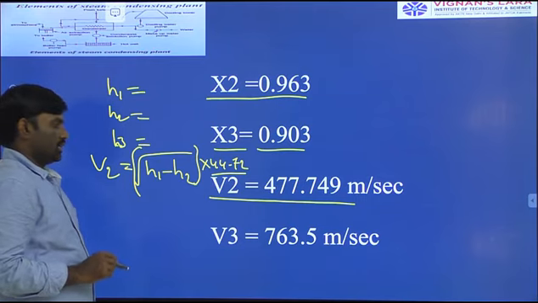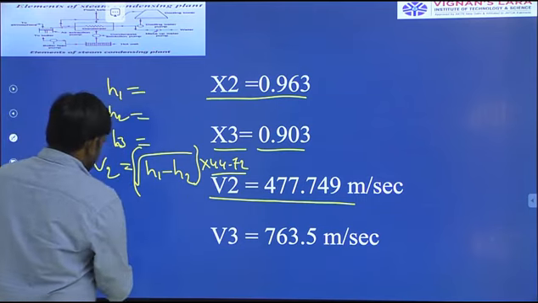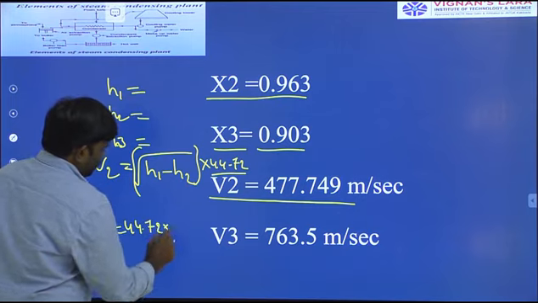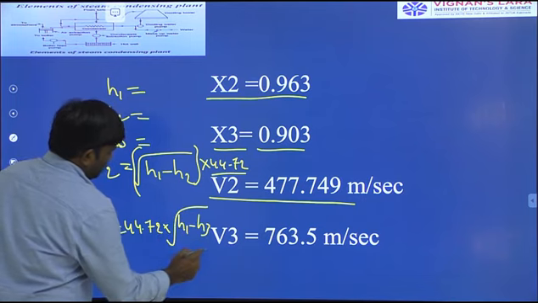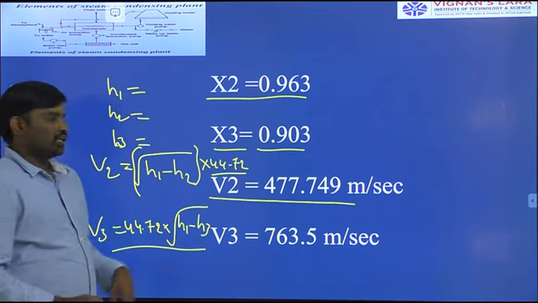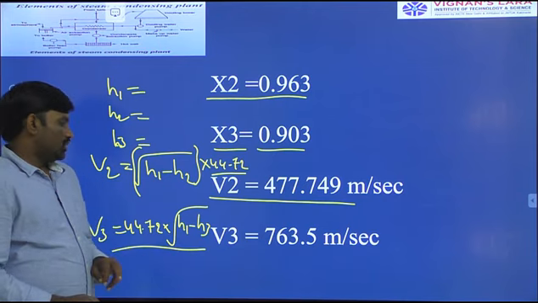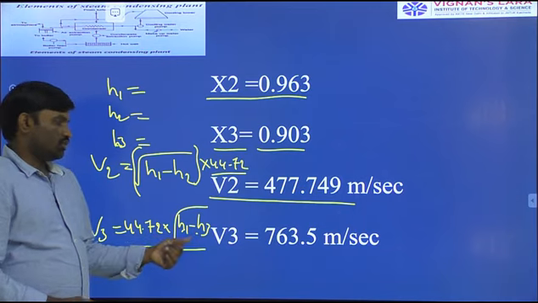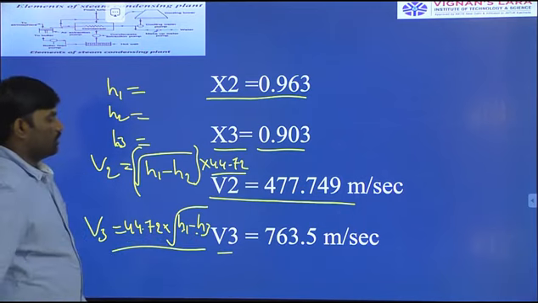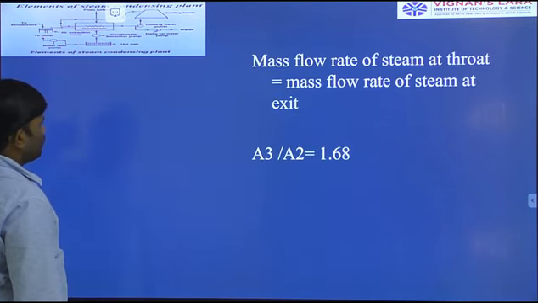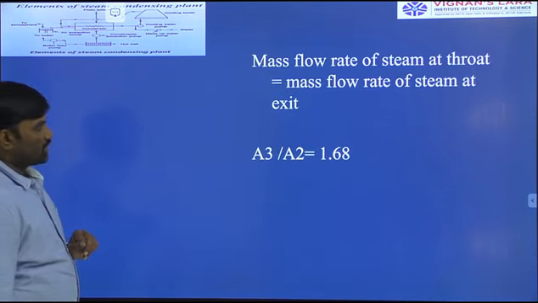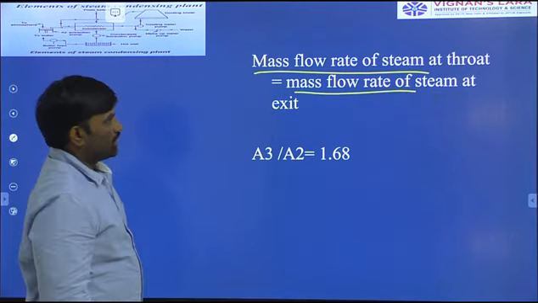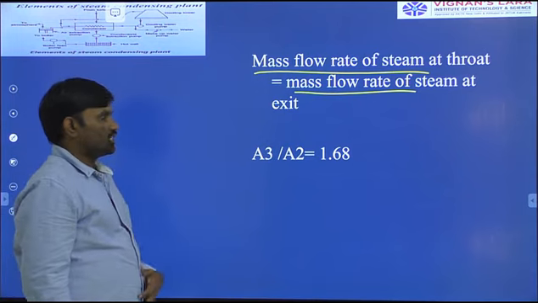as 477.749 meters per second. And V3 value also you can calculate in a similar way, that is 44.72 into the square root of H1 minus H3. H1 and H3 values are already determined, and after calculating them, you can easily substitute in this formula and get the V3 value. Okay, in that manner you have to calculate, and you have to apply this: mass flow rate of steam at throat is equal to the mass flow rate of steam at exit. That is the mass balance equation.